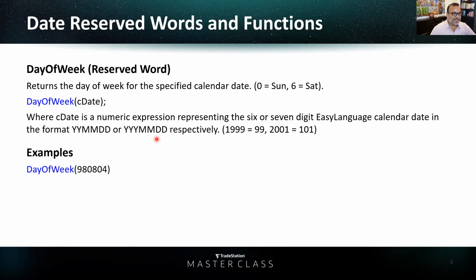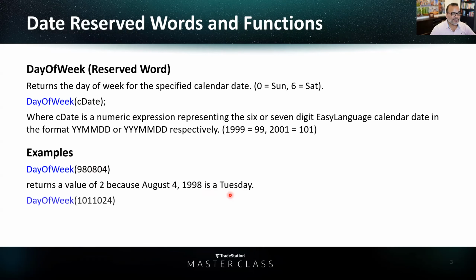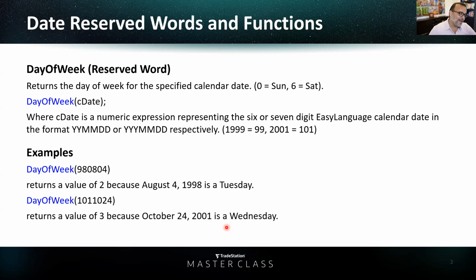All right. Some examples: day of the week, 980804. This returns a value of 2 because August 4th, 1998, which is the date that is plugged in here, is a Tuesday. If we have a day of the week using this 1011024, it returns a value of 3 because October 24th, 2001 is a Wednesday. Exactly how it says there.